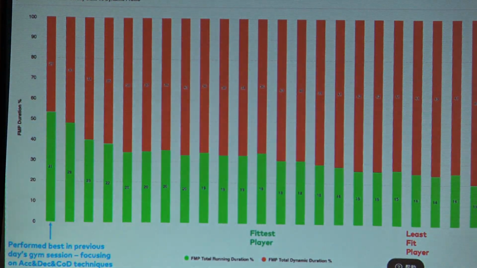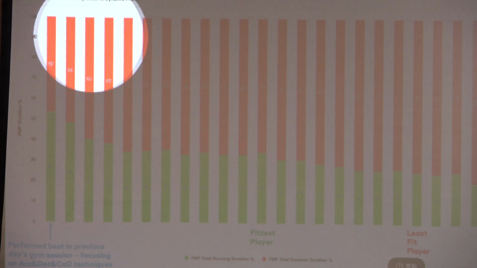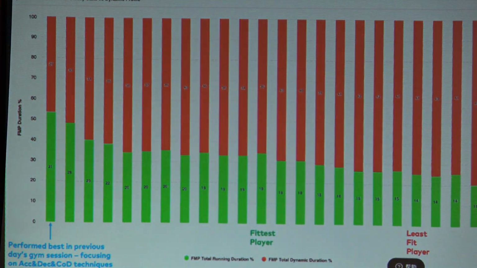The green ones is when they are running in straight line. The red color is when they are doing the dynamic multi-directional movement. In this case, including when they are touching the line, making the turn, and accelerate again. So the green one is when they are running straight, right?